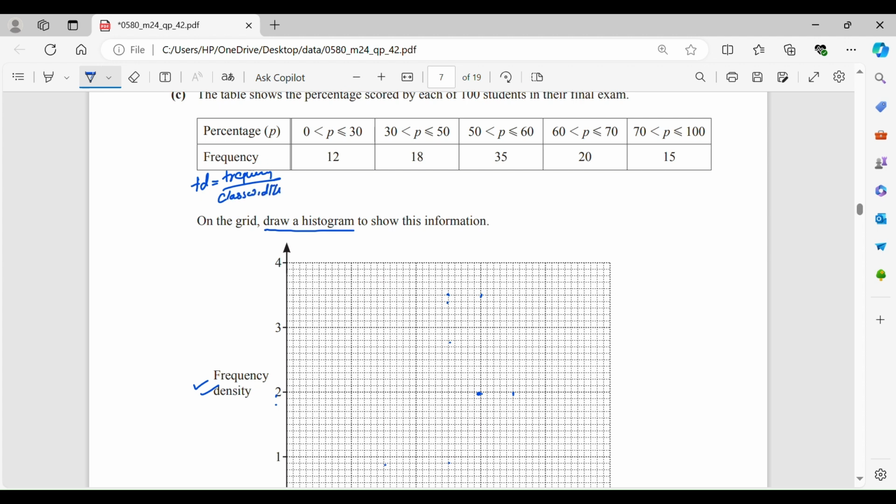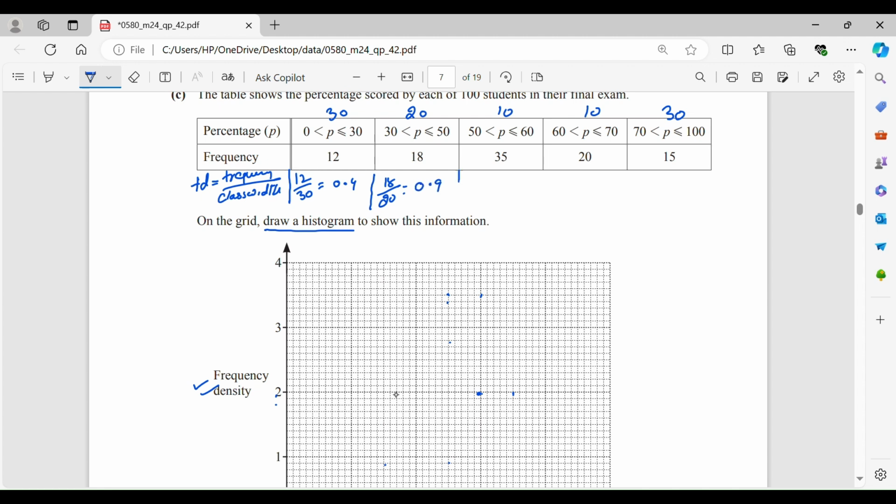So class width will be this. This will be 30 minus 0 is 30. Then 50 minus 30 is 20. This will be 10. This will be 10. This will be again 30. Now this will be 12 divided by 30, which will be equal to 0.4. This is 18 divided by 20, which is equal to 0.9.